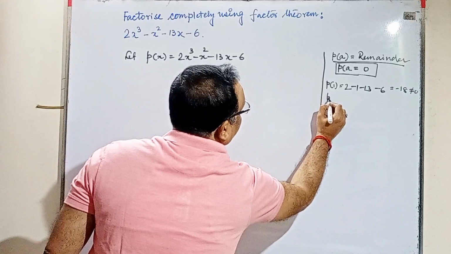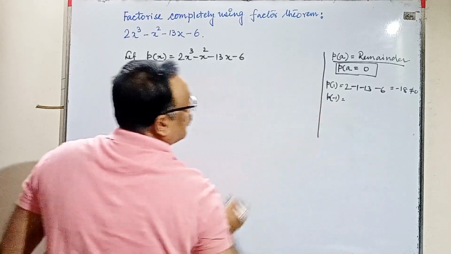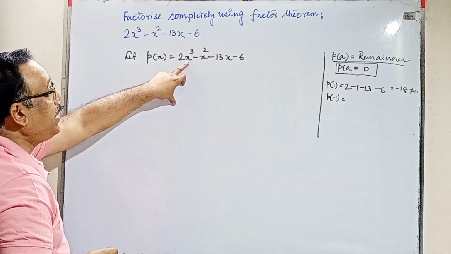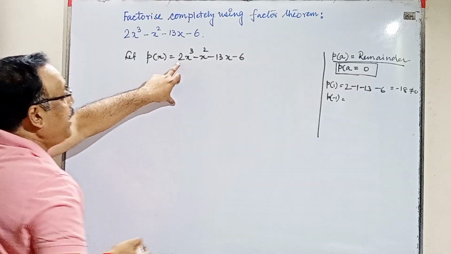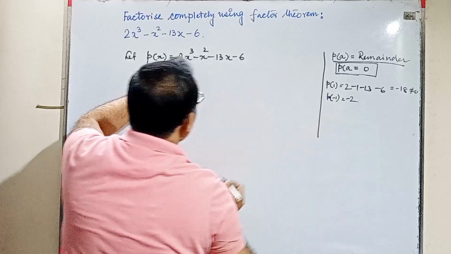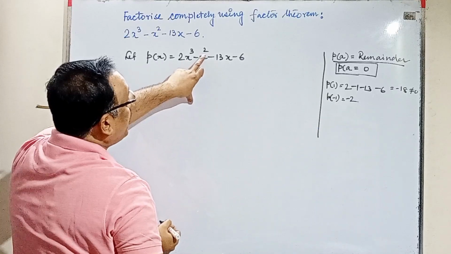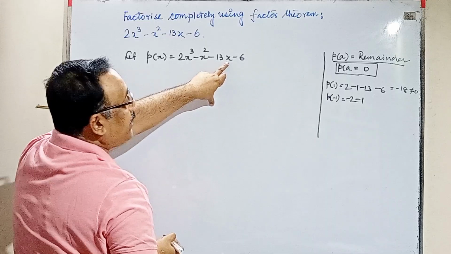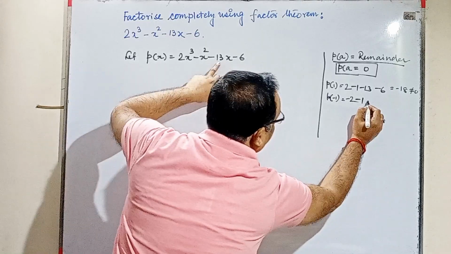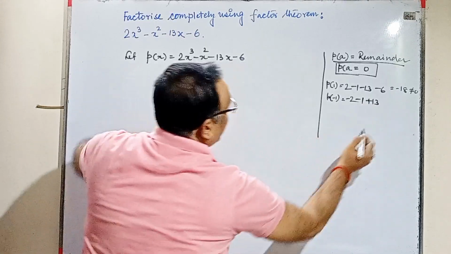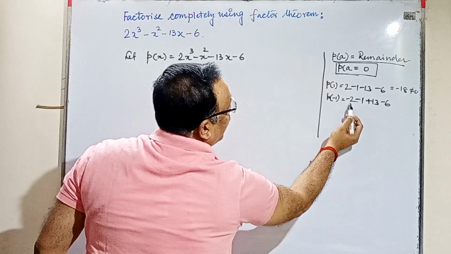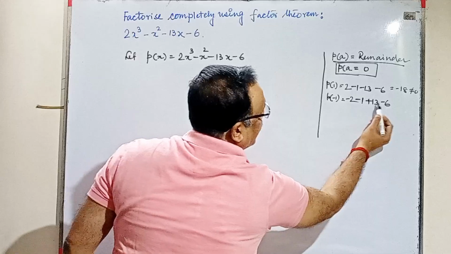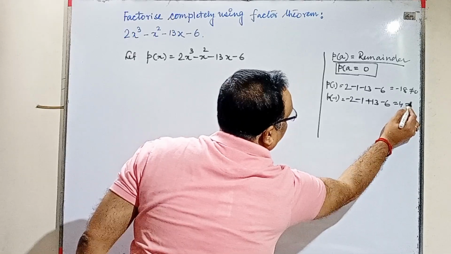So I'll try P(minus 1). In place of x, minus 1 whole cube will give me minus 1, into 2, minus 2. Minus 1 whole square is plus 1, so minus 1. Then x is minus 1, into minus 13, so it is plus 13, minus 6. So this becomes minus 2 minus 1 plus 13 minus 6, which is plus 4, which is also not equal to 0.